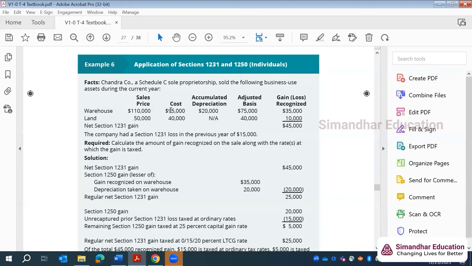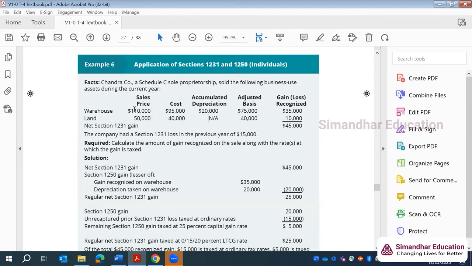What is the remaining gain pertaining to? I had taken $20,000 of depreciation, right? So that $20,000 of gain that I have is basically due to the reduction of the adjusted basis from depreciation. So that will become my Section 1250 gain.